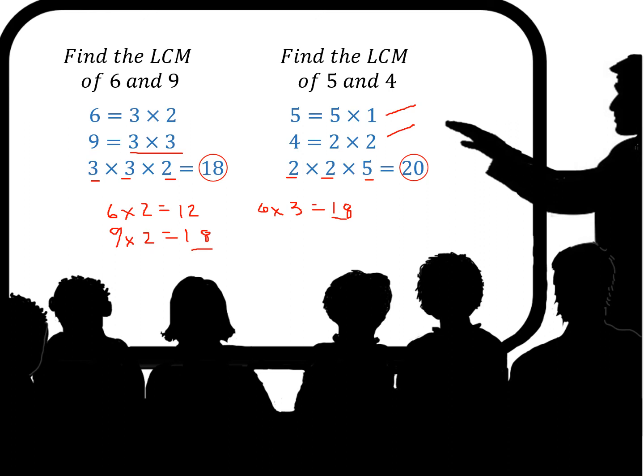You could do the same thing for 5 and 4. 5 times 2 is 10, and 4 times 2 is 8. Those aren't the same. 5 times 3 is 15. 4 times 3 is 12. Those aren't the same. 5 times 4 is 20, and 4 times 5 is 20. And there we have it.